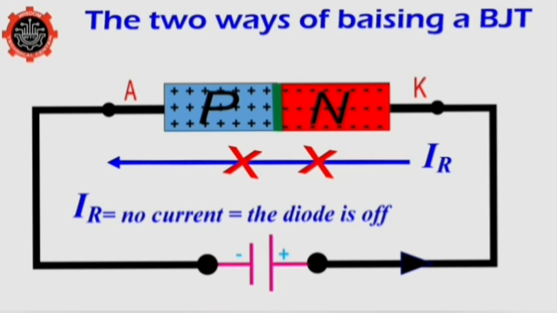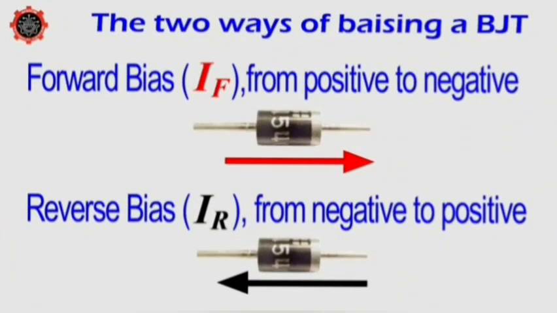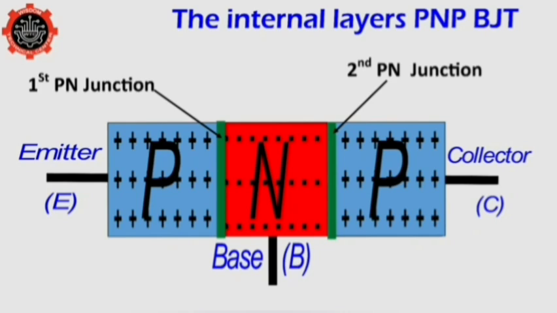Therefore, it's very important to understand these terms, forward bias and reverse bias, because when solving problems related to transistors, you need to know if you are dealing with the active region, the cutoff region, or the saturation region of a transistor. Okay, now let's discuss the PNP type transistor.